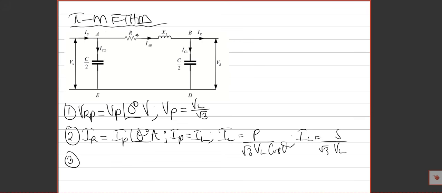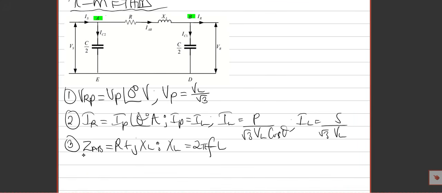Next step, step 3, you need to find the impedance between points A and B. As you can see, between A and B you have a resistance plus an inductive reactance. So you just need to find your inductive reactance if it's not given. We know these formulas for reactances.